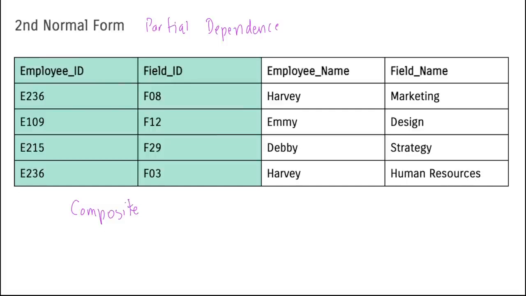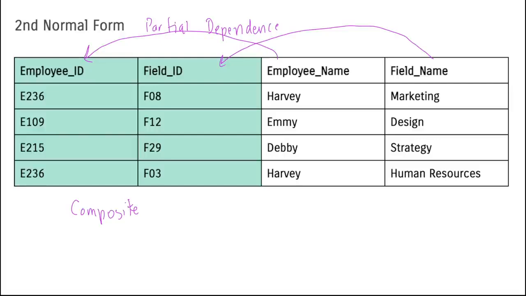Now, the problem here is that the employee name has nothing to do with the field ID. I mean, we do have employee ID and field ID, but employee name is really just directly tied to employee ID. And field name is really just directly connected to field ID. So this is an example of partial dependence, because field name doesn't really have a connection to the employee ID, and employee name doesn't really have a connection to the field ID. Those are just very separate things.